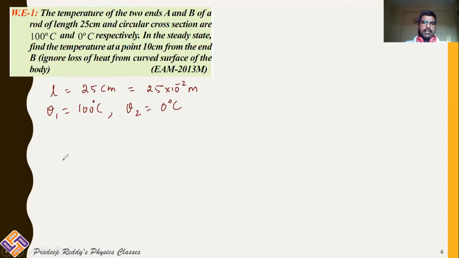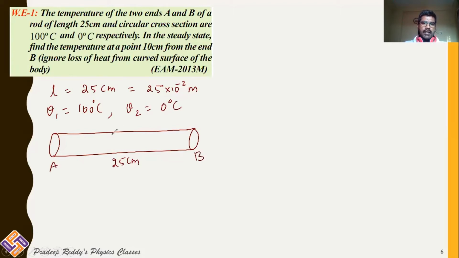Now what is being given: you have a rod like this, and this total rod is 25 centimeter. Now what you are asked: in the steady state, find the temperature at a point 10 centimeter from end B. This is A and this is B. This length is 10 centimeter. If this length is 10 centimeter, then obviously this should be 15 centimeter.